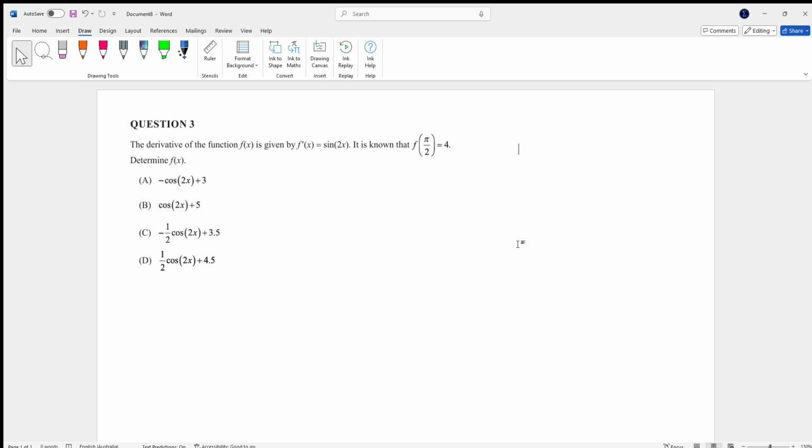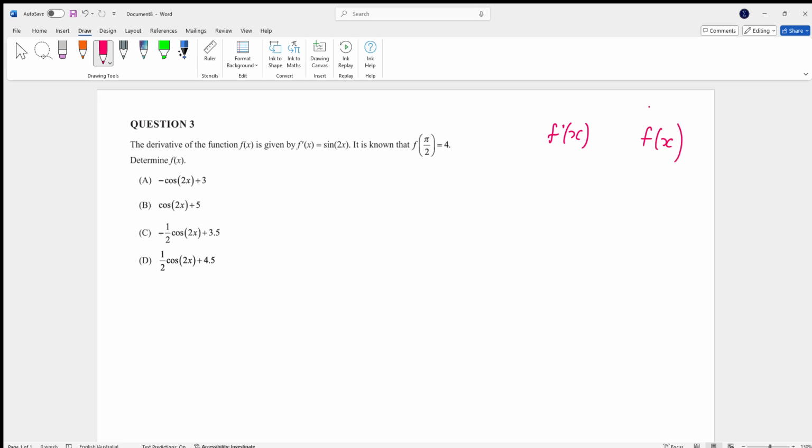The derivative of the function f of x is given by f dash of x equals sine of 2x. It is known that f of pi over 2 equals 4. Determine f of x. Okay, so at the moment we have f dash of x, and they're asking us to find out what f of x is.